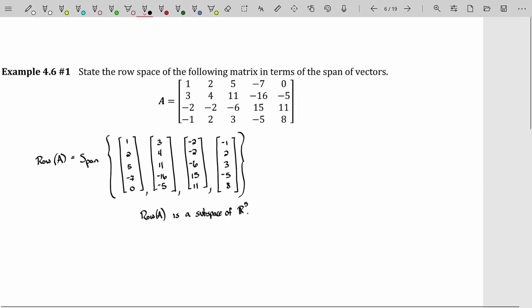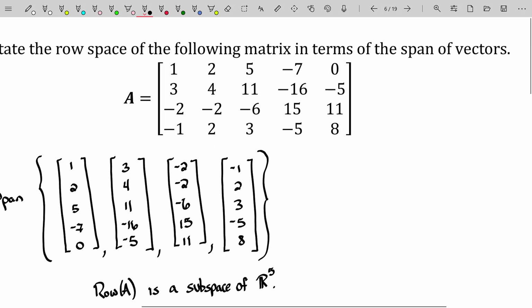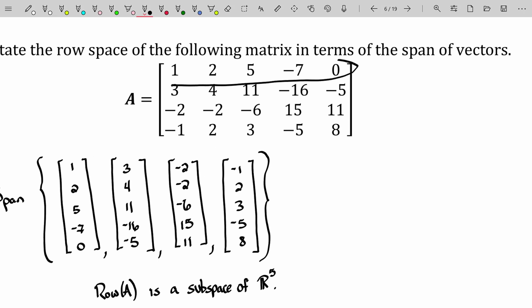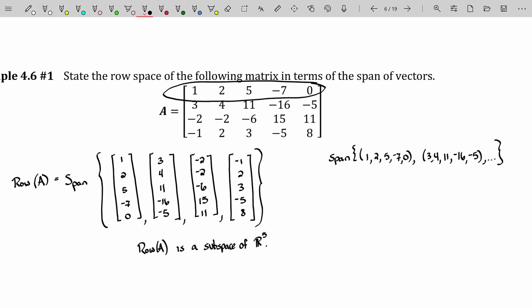However, you might have a text where the author wants to save some space. I don't blame them, paper's not cheap. So they write their column vectors, which are actually these row vectors here, as ordered 5-tuples. However, I don't like to do that. I actually like to write my vectors as vectors, so I write all my stuff as column vectors. It's just a convention I like to stick with.